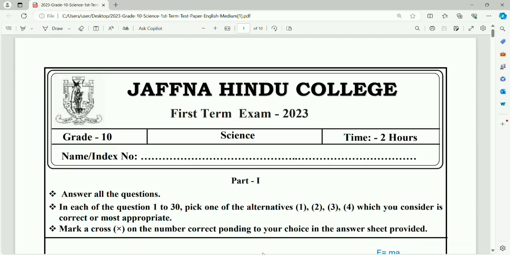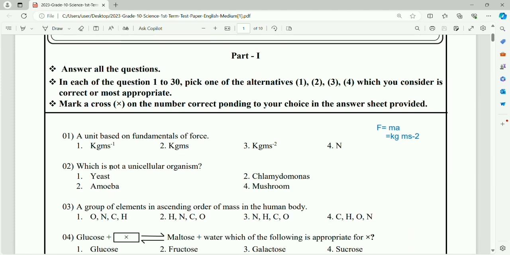Jaffna Hindu College. First term paper. Here, the first question is a unit based on fundamentals of force. So here, the fundamental of force, F is equal to ma.